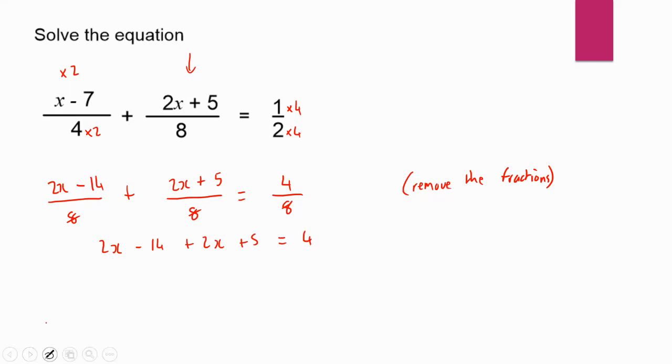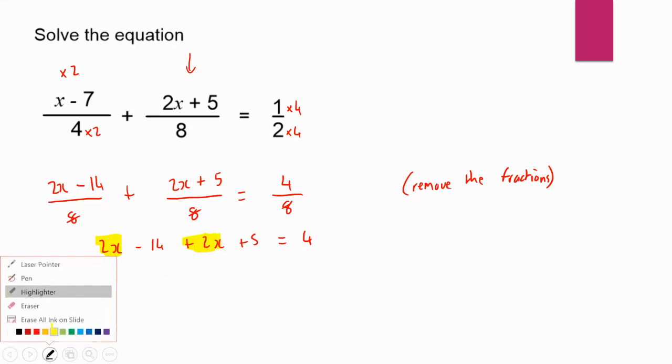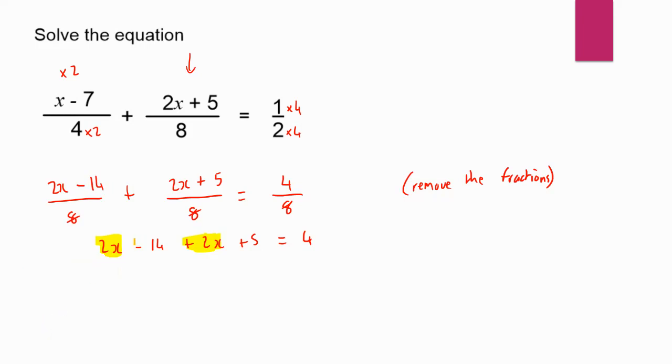Let's now collect together all the like terms like we've done previously. Okay, so 2x plus another 2x is what we need. And we also have minus 14. So we're starting off with negative 14, and we need to add 5 back onto it. So 2x add 2x gives me 4x. And minus 14, add 5 back on, takes me back up to minus 9. And that equals 4. Now we can solve it.